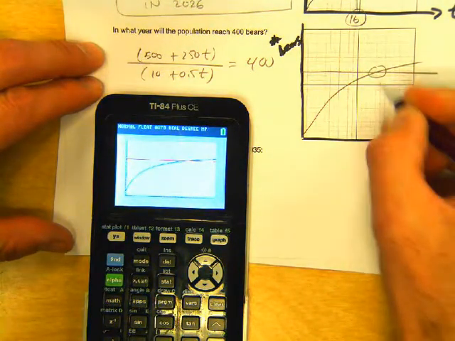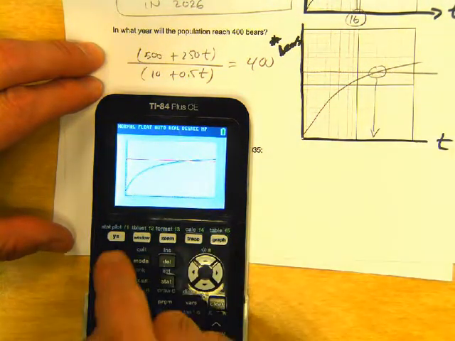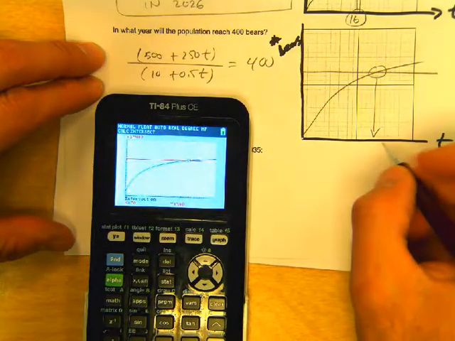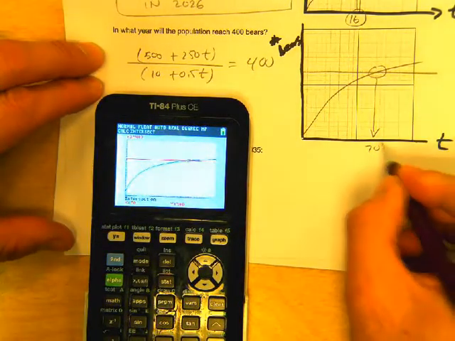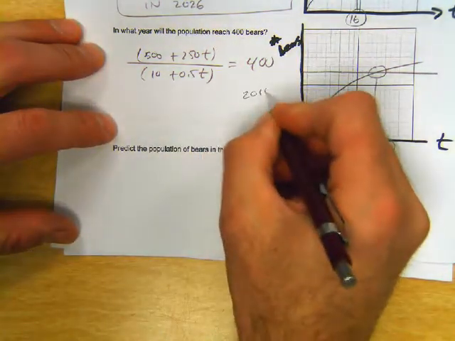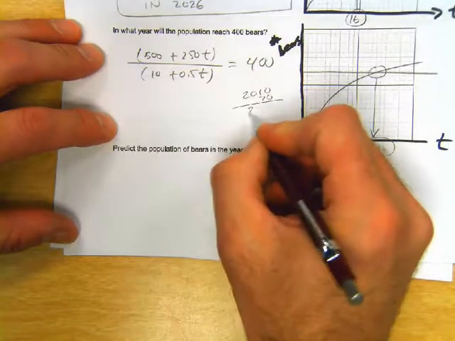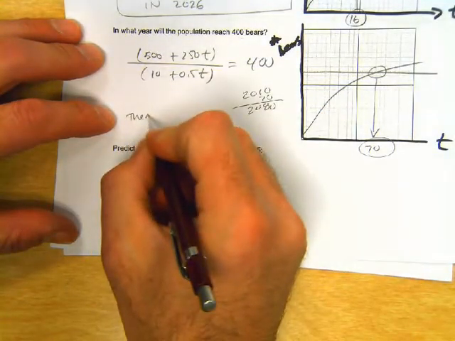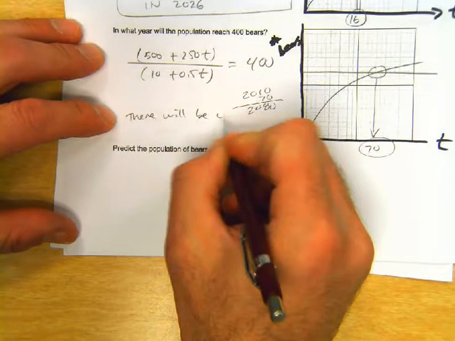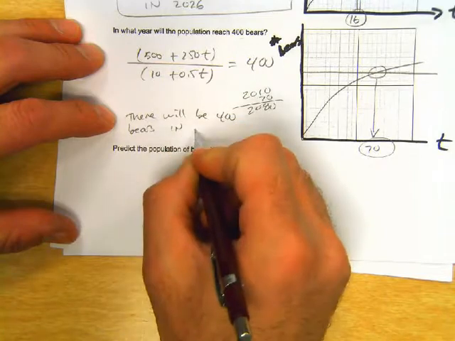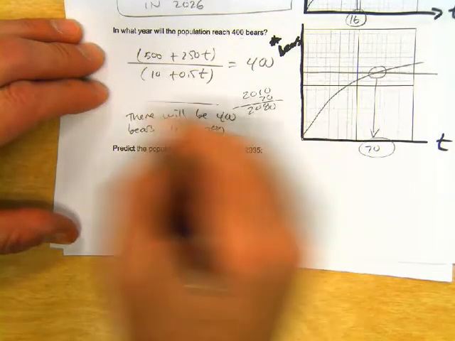So we're looking for that intersection point. Second trace, intersect, enter, enter, enter, and it is 70. So 70 years from 2010 would be 2080, so there will be 400 bears in 2080.